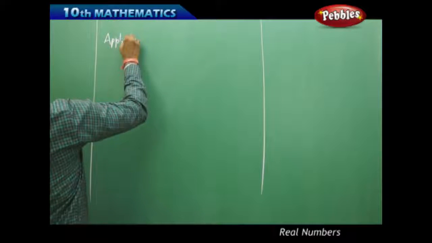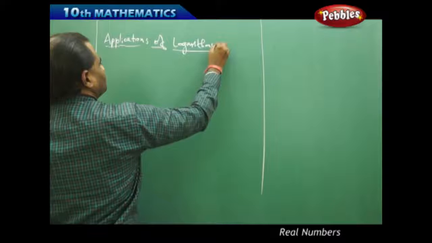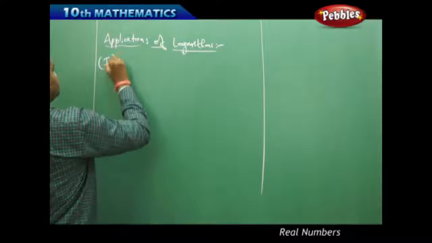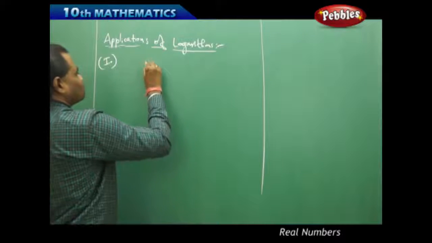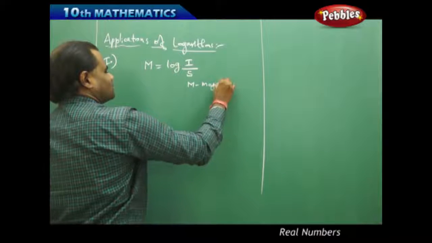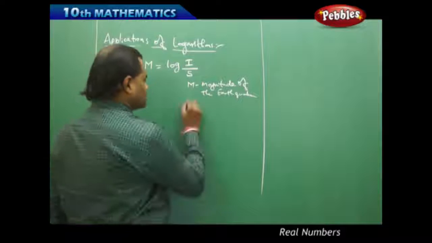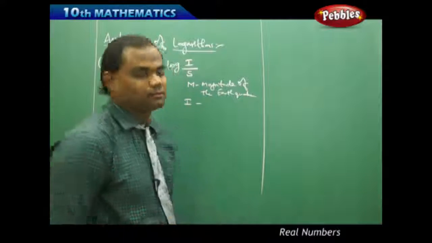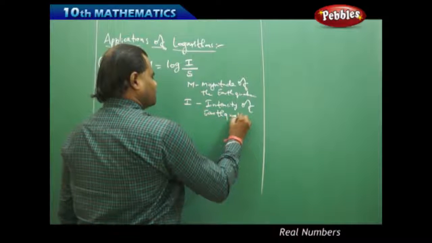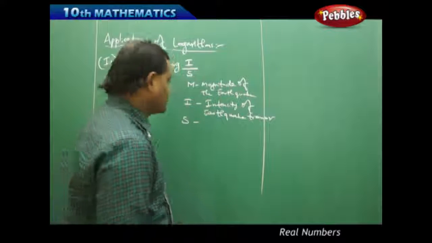So to start with applications of logarithms, let's start with the first application where I use logarithms in calculating the magnitude. So the first formula is M is log I by S, where M is said to be the magnitude of the earthquake, and I is said to be the intensity of the earthquake tremor, and S is said to be the intensity of threshold earthquake.